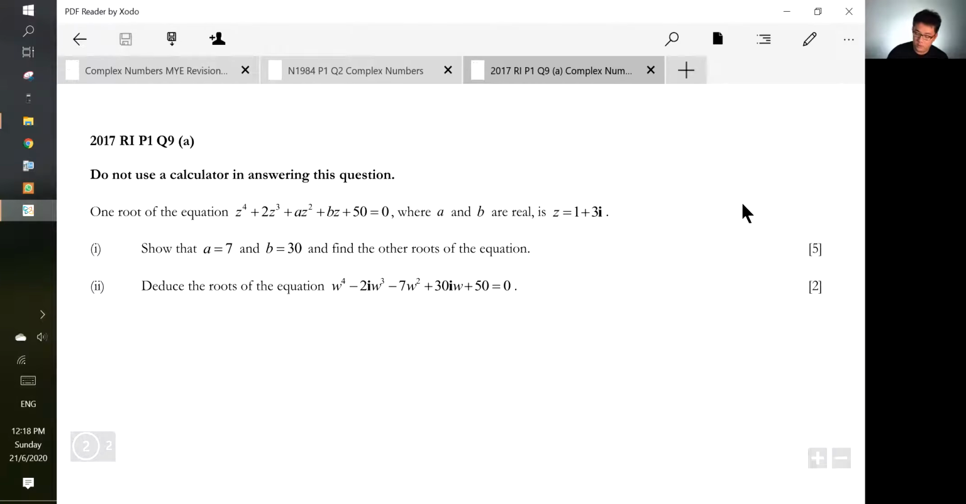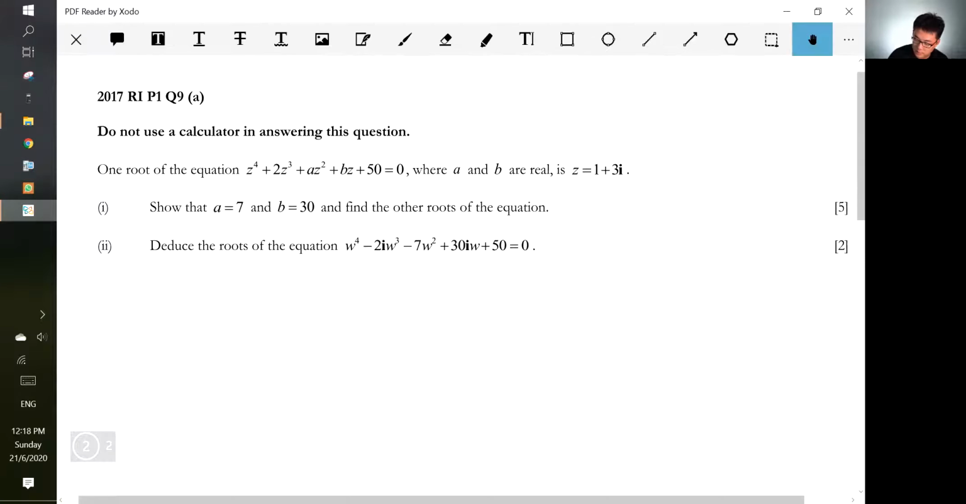So what if you're given this question, 2017 RI? You're given the expression, and you're not supposed to use GC. Okay, so you're told that the root is 1 plus 3i and a and b are real.